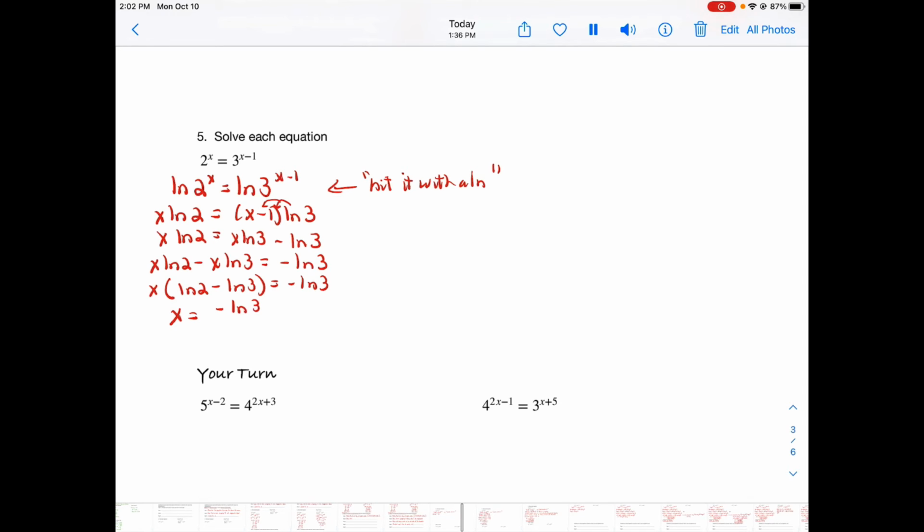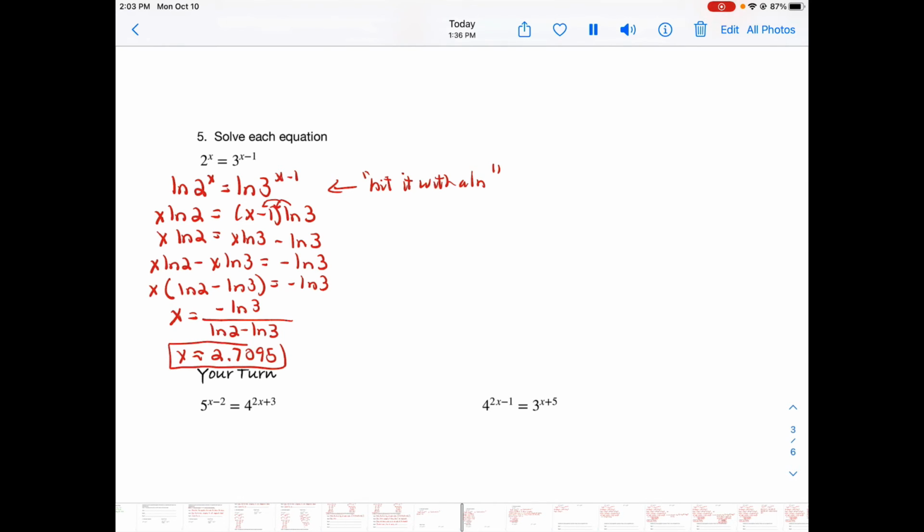And then dividing each side by the natural log of 2 minus natural log of 3, I end up that x is equal to negative the natural log of 3 divided by natural log of 2 minus natural log of 3. Then I'm just going to punch this into my calculator to get my 4 decimal answer, which will be 2.7095.